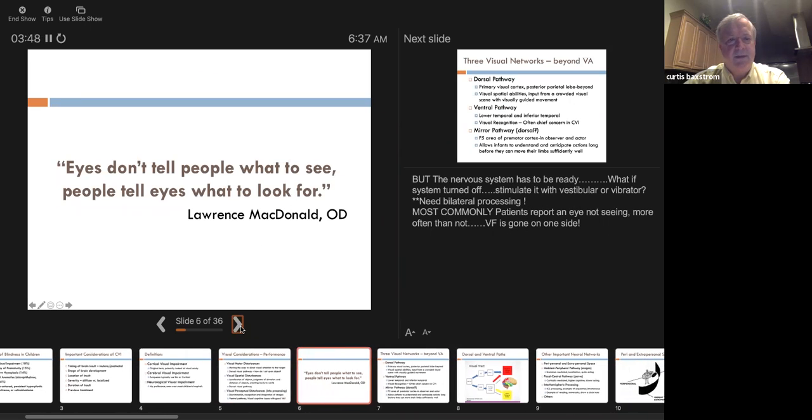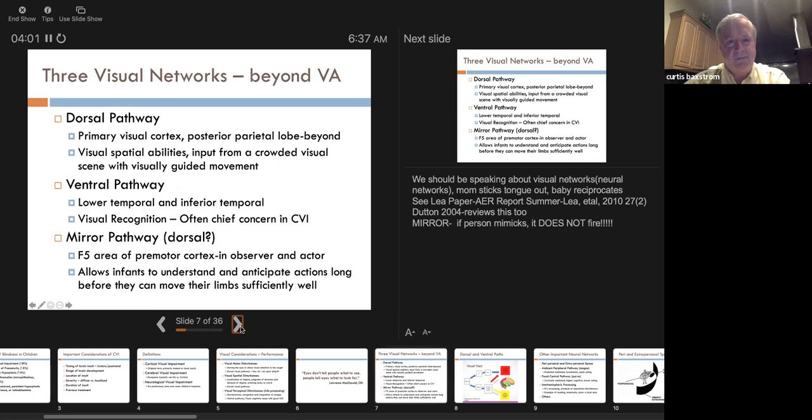Lawrence McDonald, optometrist, says, eyes don't tell people what to see, people tell eyes what to look for. What we're really suggesting here is that the brain is the bottom line aspect that we need to take a look at, not just the eyeballs themselves.